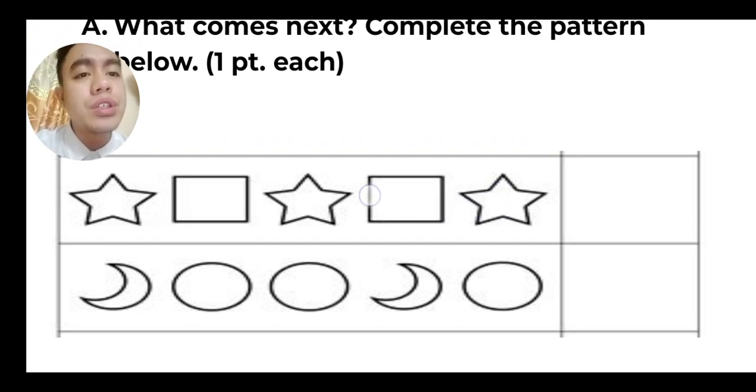So after star here, what comes after star? Oh, so now I know. The answer here is rectangle. Let me check if it's correct. 3, 2, 1. Ta-da! Yes, I'm correct. Yes, the right answer here is rectangle. But how did I know? I look at the pattern. How did I know that the answer here is rectangle? I look at the pattern.